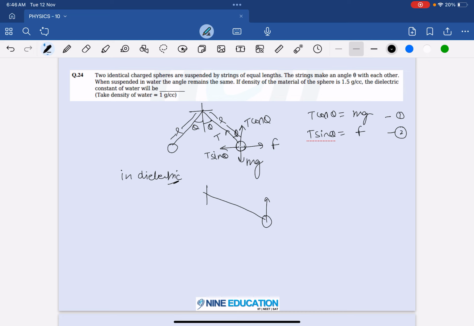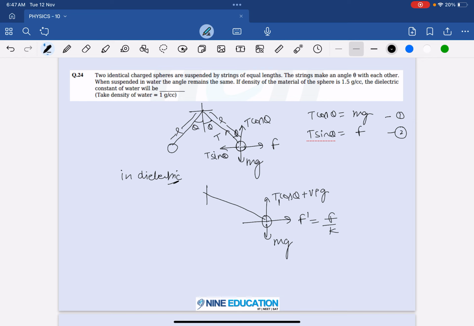So the dielectric constant of water they are asking. Basically there will be some upthrust also, right? If upthrust is there, what would be T cos theta? It would be T cos theta plus upthrust, which is the density of the liquid multiplied by volume submerged, V rho g, equals mg. Here the force is also going to change because now it is in a dielectric, so it will be F dash, which is F by K. The tension will also change. It is T1 cos theta at this point.